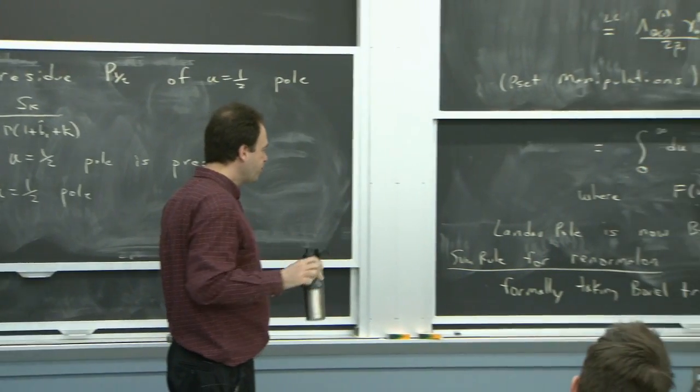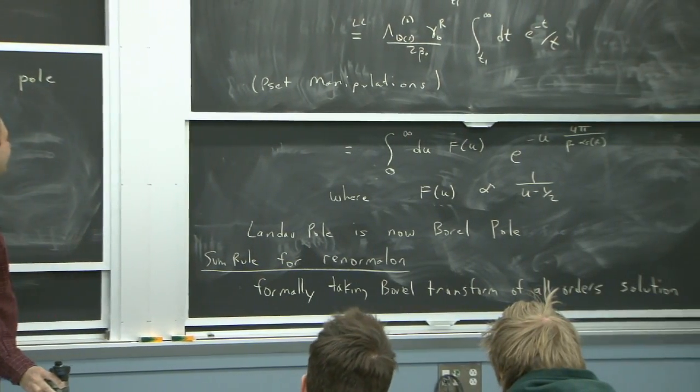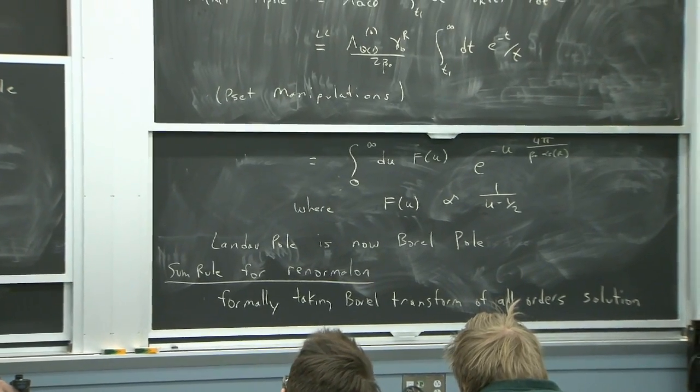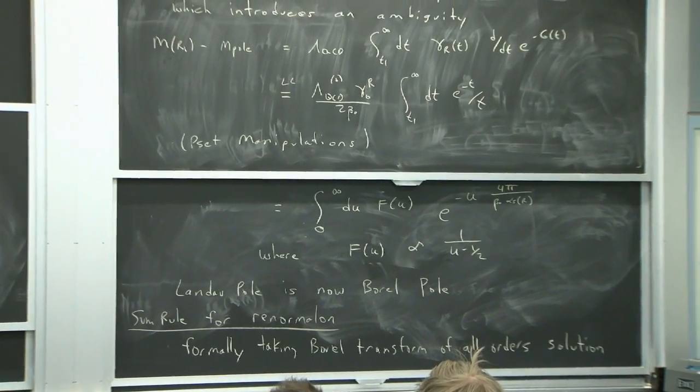Yeah. Yep. So when you did this calculation here, that capital F, is it the same result as we found like a week and a half ago, that has the Renormalon at U equals 1 and all that stuff as well? No, it's just the U equals a half pole. So it only has U equals a half. Yeah. So what happened to the other?